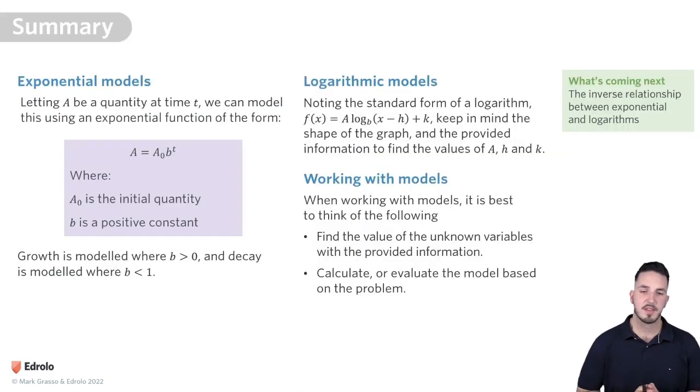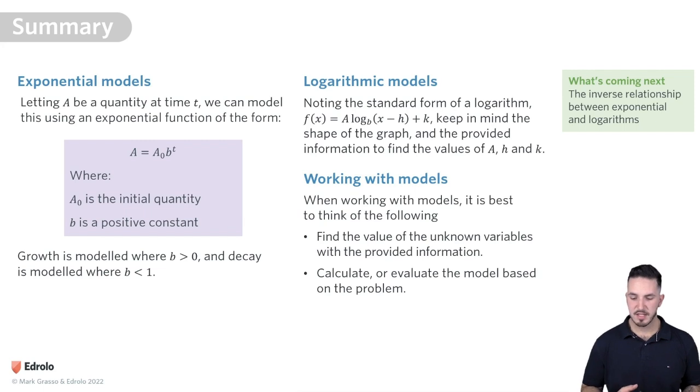So in summary, with exponential and logarithmic models, firstly, with exponential models, we have A equals A naught times b to the power of t. So A naught being that initial quantity. For the most part, you will be given initial population sizes, whether it be of a species or a bacteria or something similar. And finally, b is a constant. If it is greater than 1, it's growth. If it's between 0 and 1, it's decaying. So it's always good to remember how your graph or how your model will work.